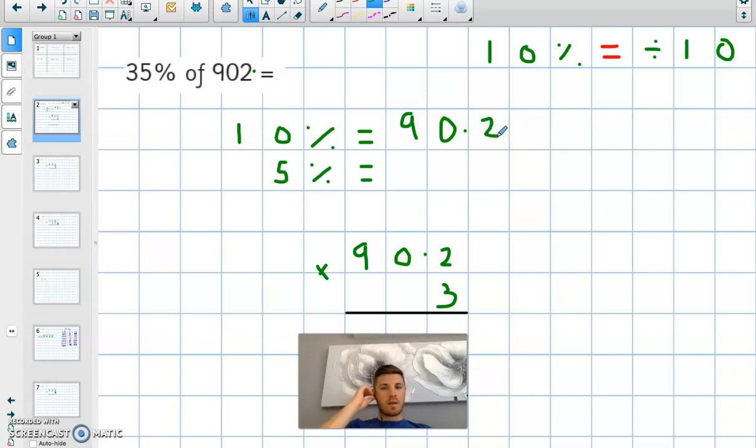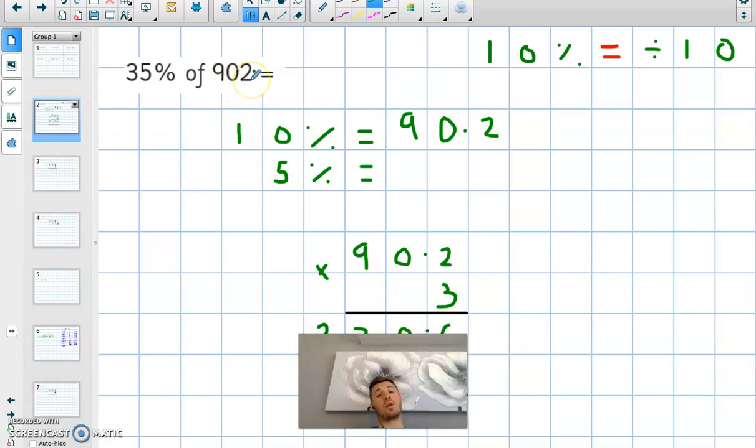Okay, now to find 30% of a number, we need to multiply whatever 10% was by 3, because 3 tens are 30. So I've put it into a formal method here, 90.2, and I'm going to multiply each of these digits by 3. So 2 3s, 6, drop the decimal point down, 3 times 0 is 0, and 3 times 9 is 27. So 270.6 is actually 30% of 902.